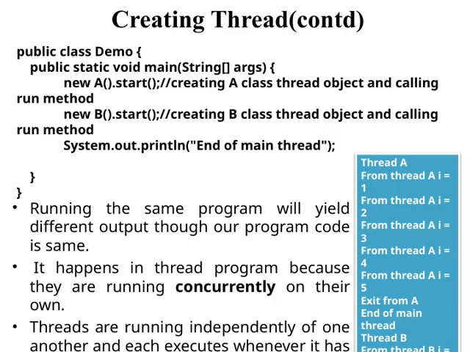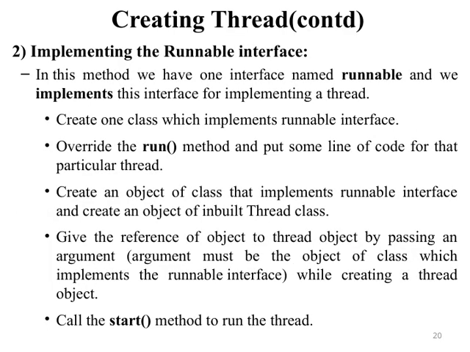Now let's talk about implementing the Runnable interface. In this approach, we start by defining an interface named Runnable. The idea here is that we implement this interface in a class to create a thread. So first, you create a class that implements Runnable. Then within this class, you override the run method, which contains the code you want your thread to execute. Think of run as the task that your thread will perform.